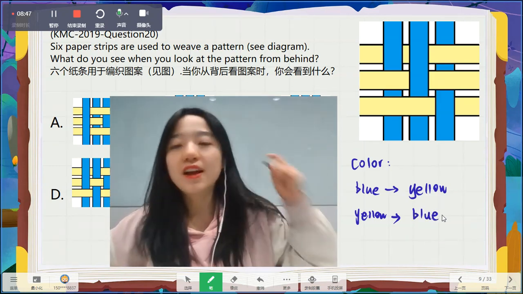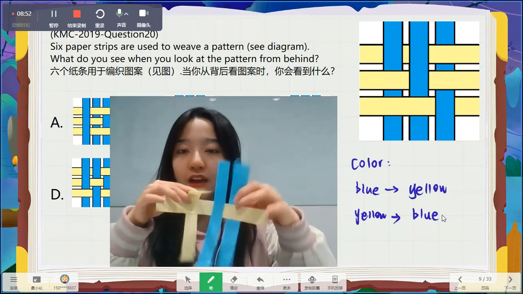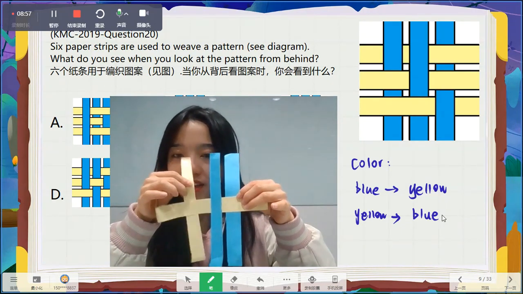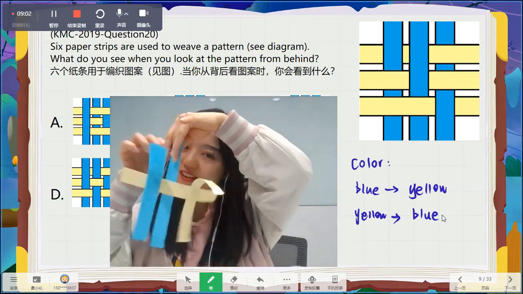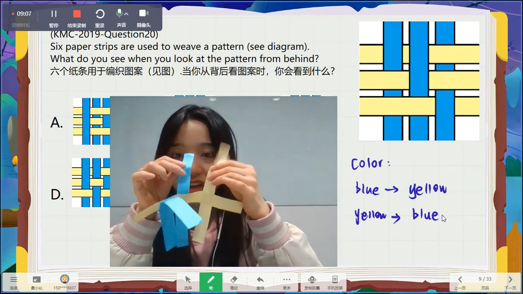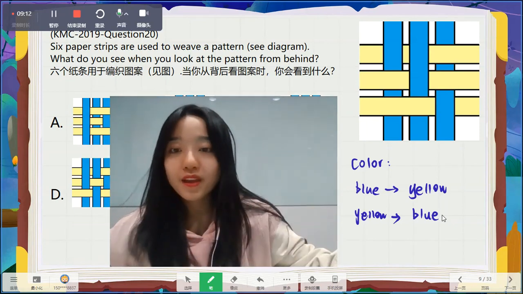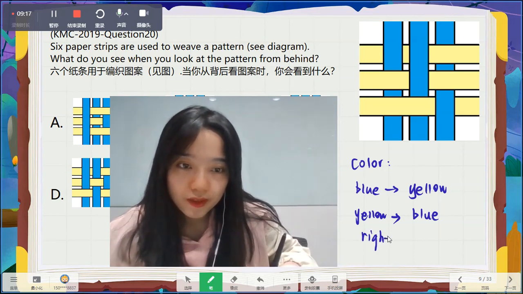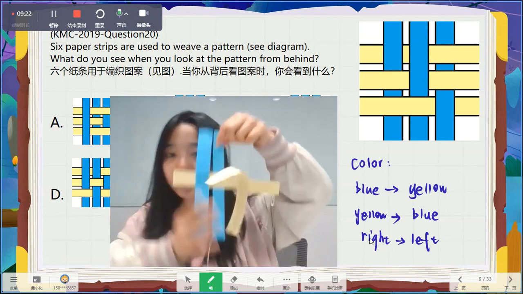Okay, so now let's check the pattern for direction. See here, in my hand, the strips. Now, the yellow one is on the right of the blue one. After I flip it, who is on the right now? The blue one is on the right of this yellow one. So after we flip such a strip, the right will turn into left, and the left will turn into the right side. But how about the middle one?